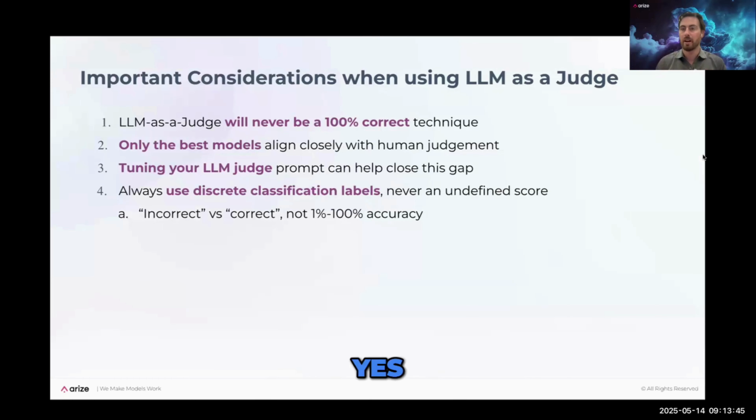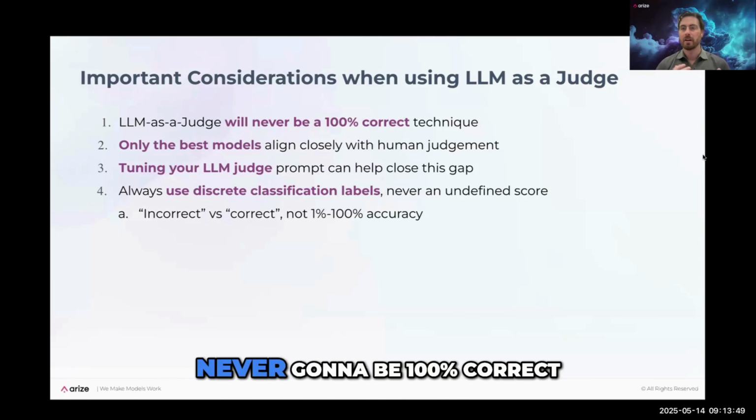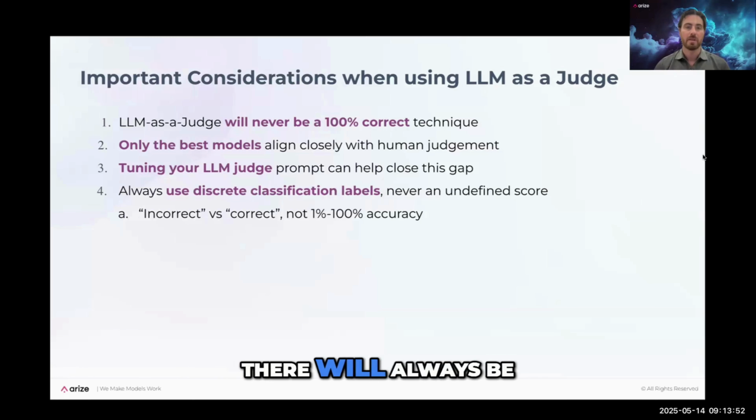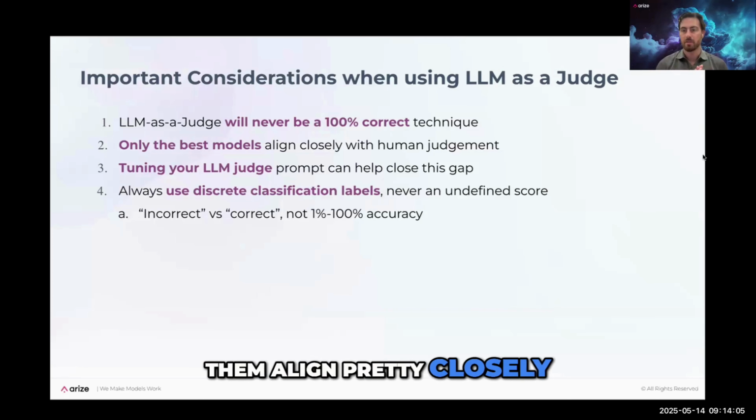The answer is yes, you are adding a variable component. It's important to remember that LLM as a judge is never going to be 100% correct. There will always be some variability in there. You can do things like tweak the template to align the judge to human data as much as possible. The other thing to remember is that if you use some of the best models, you're typically going to have them align pretty closely with human judgment.